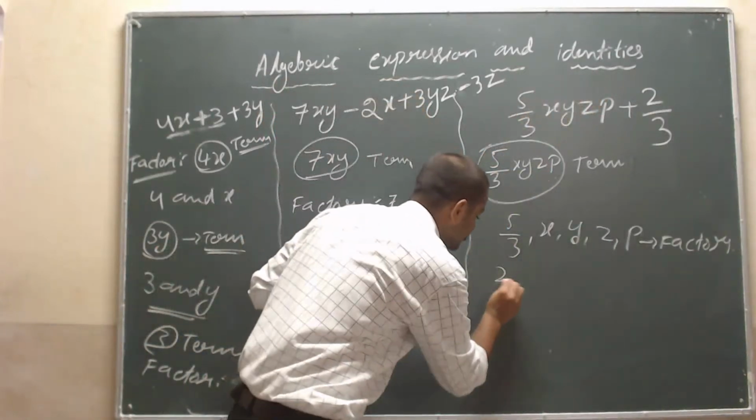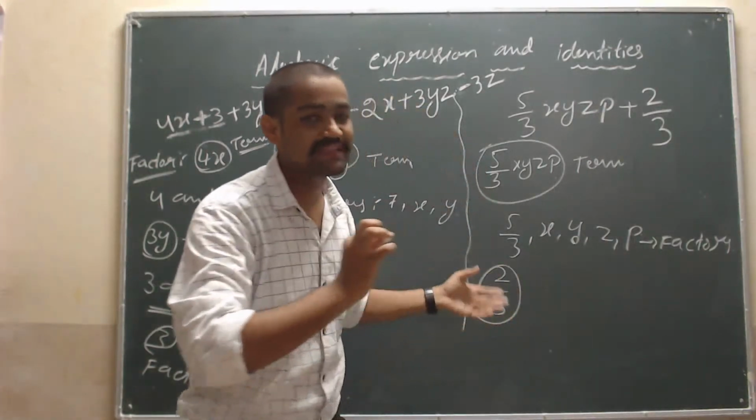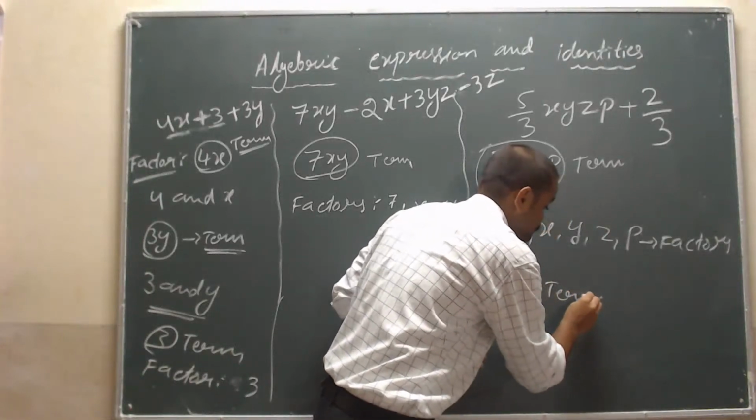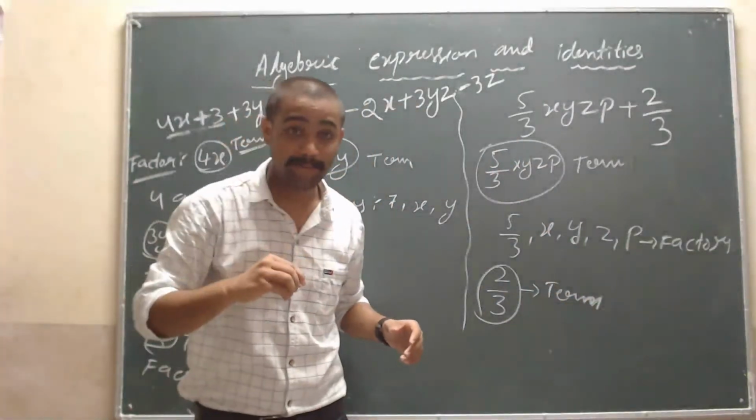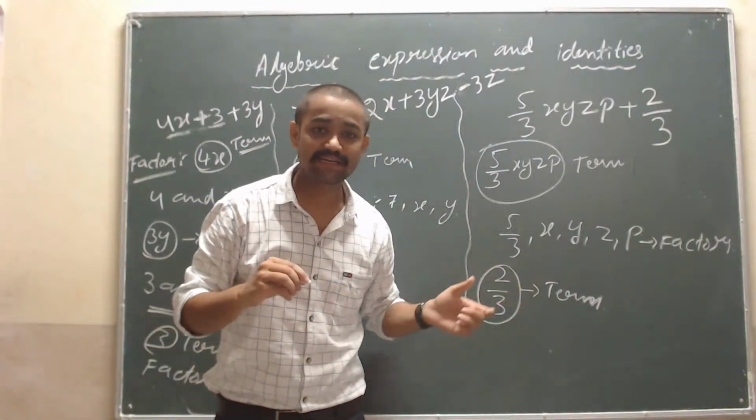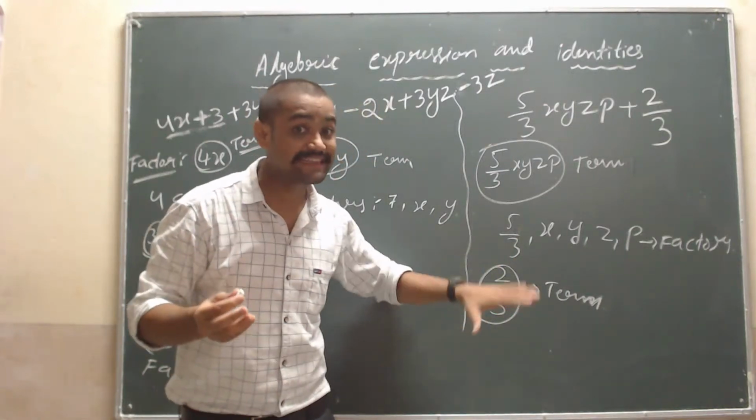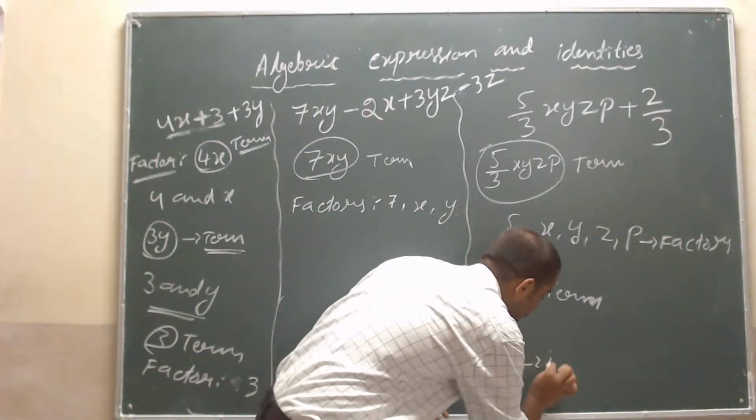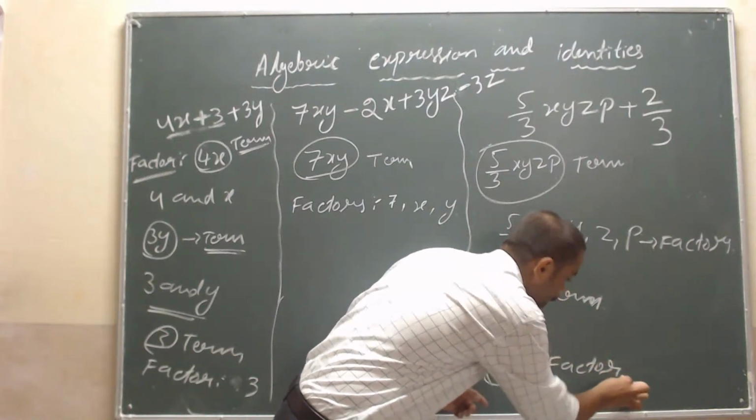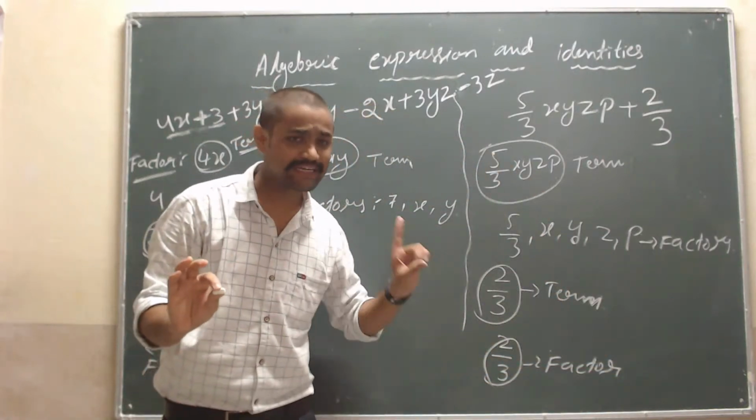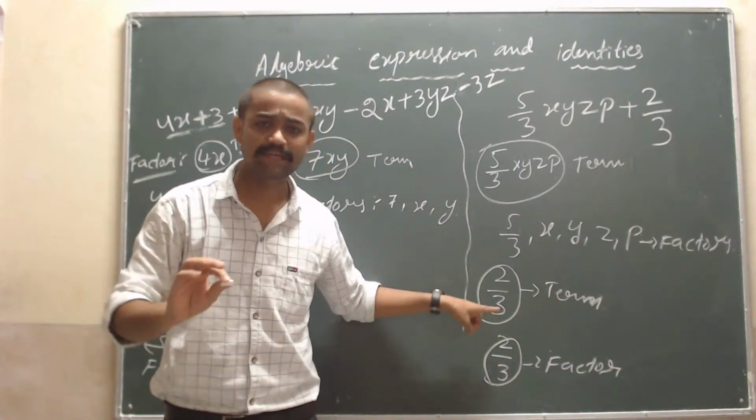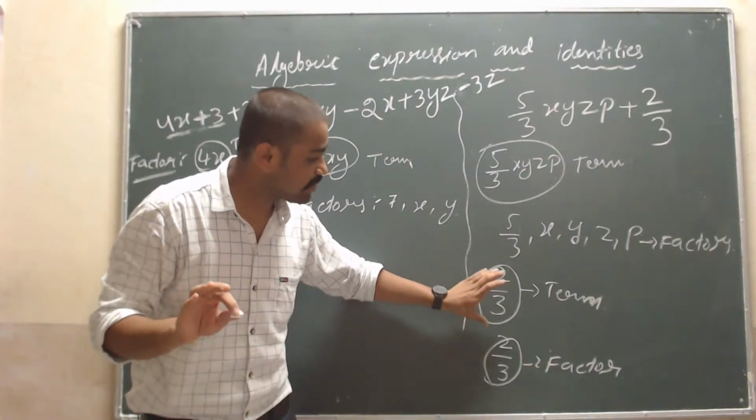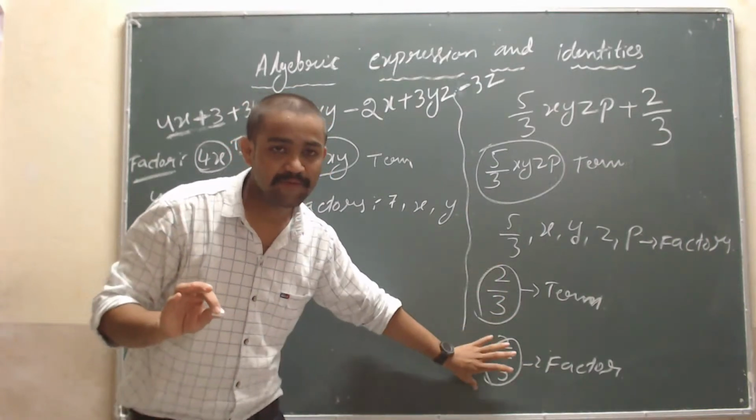We have 2/3. 2/3 is the term. Then what are the factors here? Not 2 and 3. 2/3 is the only one. The factor is 2/3 only. One term, one factor. Clear? Is it okay? The term has only one factor, 2 by 3.